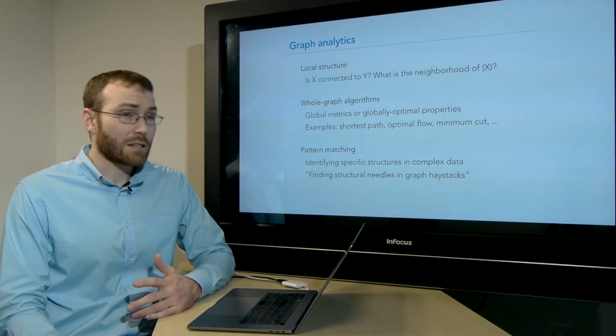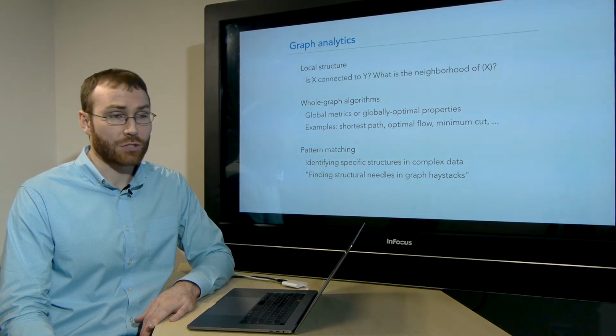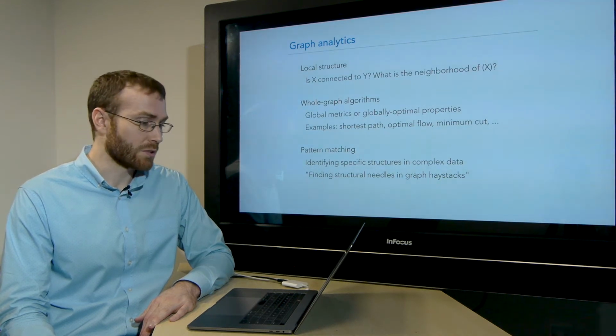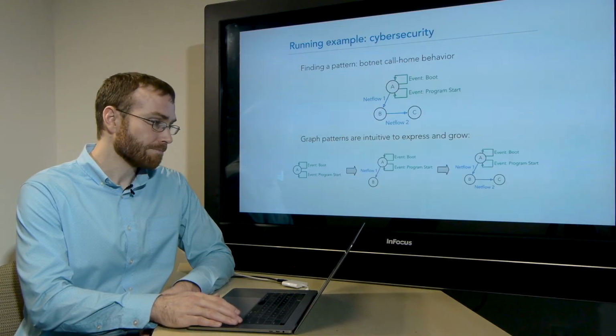And finally, you can ask things about patterns in the graph. So if I have a specific entity or idea that I'm looking for, then I can go through this massive set of connections and try to pull those out. And graph pattern matching is really where xGT shines, and that's kind of the point of the tool. We liken it to finding structural needles in graph haystacks. The idea being that without representing it as a graph, you have no opportunity to find these kinds of patterns at scale.